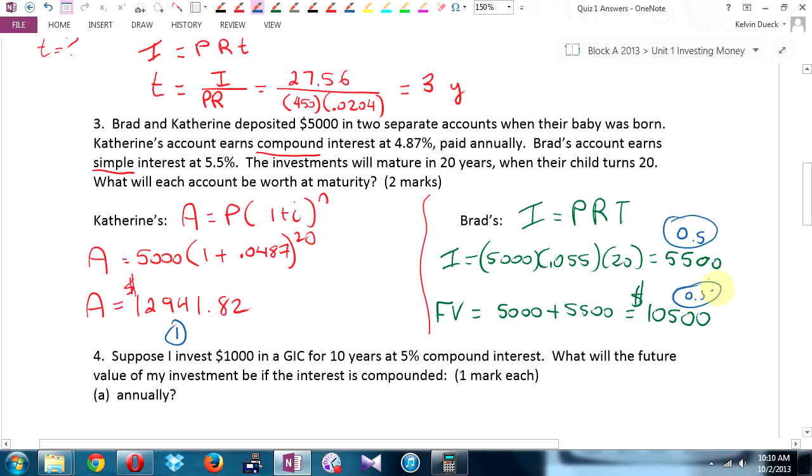Compound interest, if it's any kind of a long-term investment, even if your return is lower, if it's compounded, that's better than the simple interest with a higher rate. Usually, although you can crunch the numbers and double check, Justin.